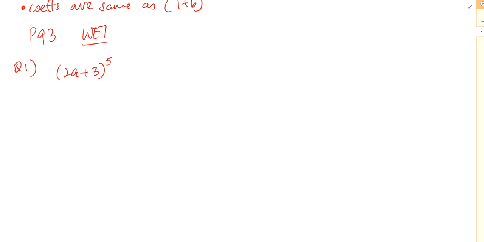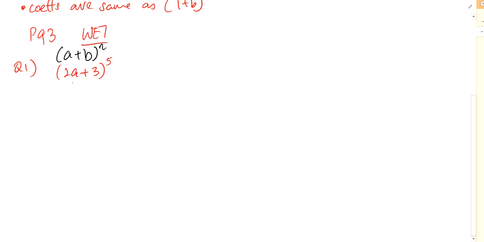Let us compare it with what we have on the board, (a plus b) power n. In this case, the question unfortunately also has an a. So can you please tell me, first term, according to my binomial theorem expansion on the board, what is the value of A in this question? 2a. Okay, so my A is actually 2a over here. What about my B? 3. Very good. Is it positive or negative 3? Positive. What about the power? What is the value of N? 5. Then I can directly substitute everything into my binomial theorem.